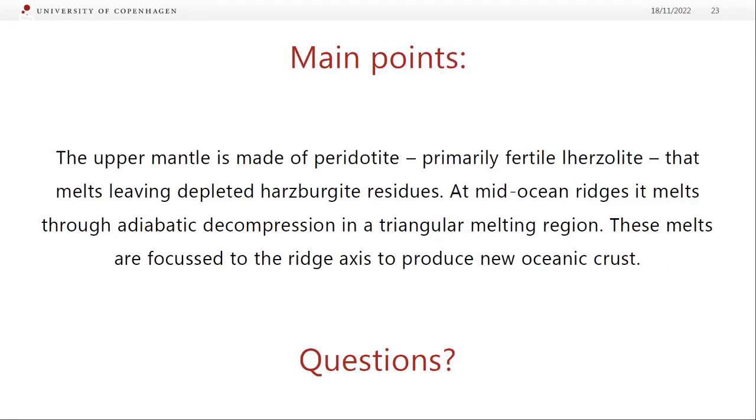All right, so the upper mantle is made of peridotite. Before it's melted, it's mainly this fertile lherzolite. When it melts, you leave a depleted harzburgite residue. At mid-ocean ridges, the melting is adiabatic decompression melting, and it happens in a triangular melting region. The melts get focused towards the ridge axis, and we make oceanic crust.